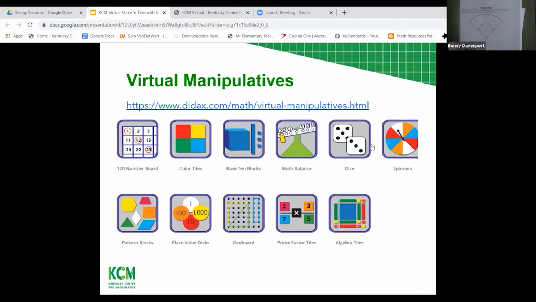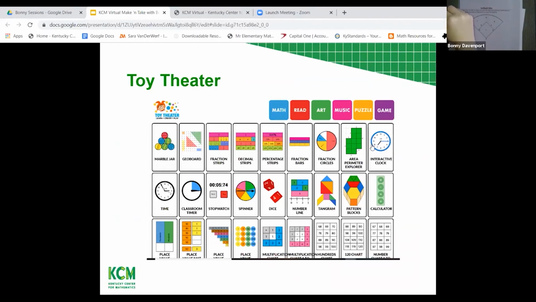And then just talking really quick about virtual manipulatives. If your parents don't have dice at home or number generators, there's a great website that they can use, Didax, to get virtual manipulatives. And these are all hyperlinked in your document too if you need to go back and look. And then Toy Theater has every imaginable manipulative you could ever want to use. So you could go back onto Toy Theater if your parents need a spinner or dice or number line. You can go onto that website.